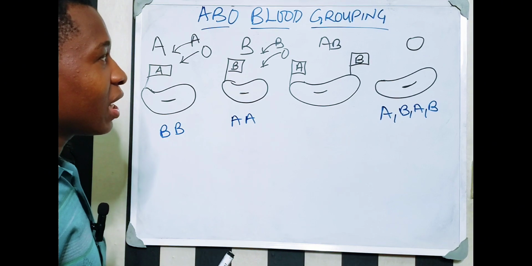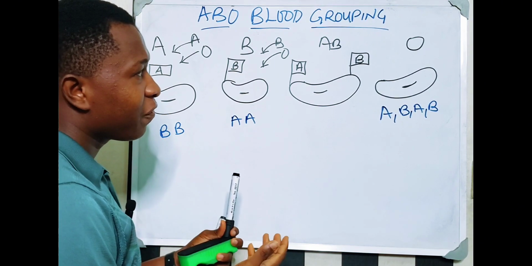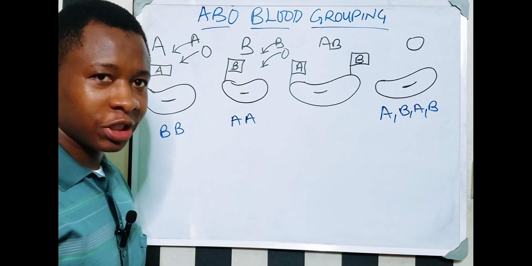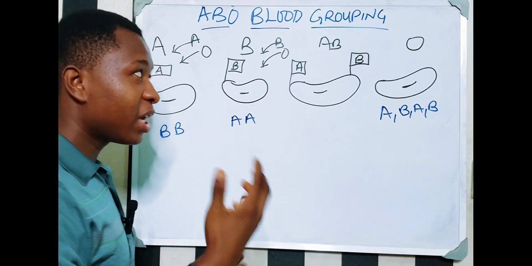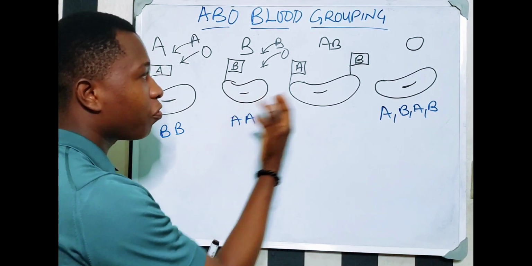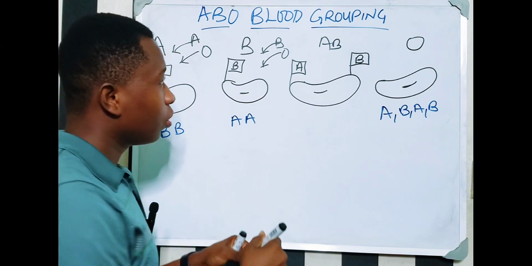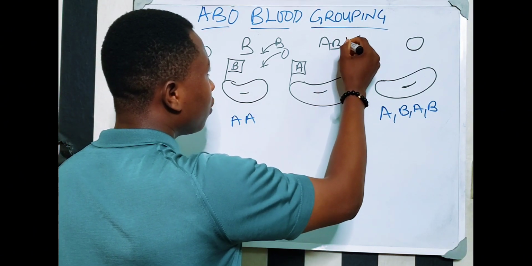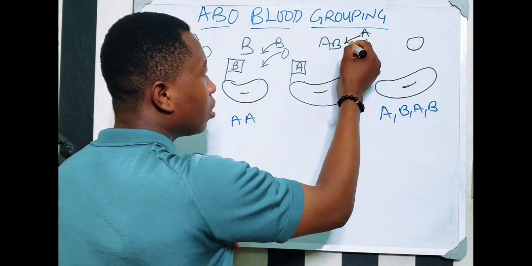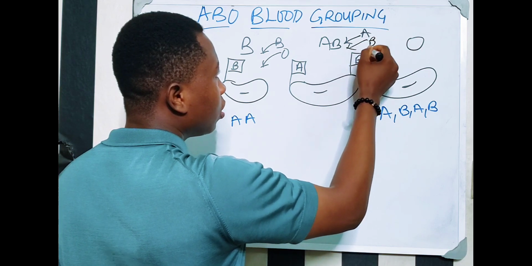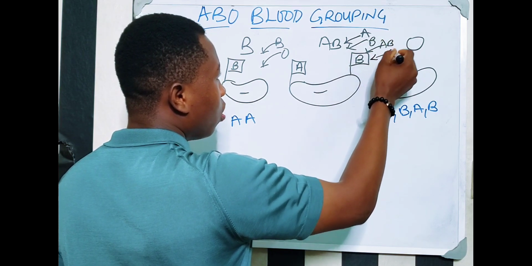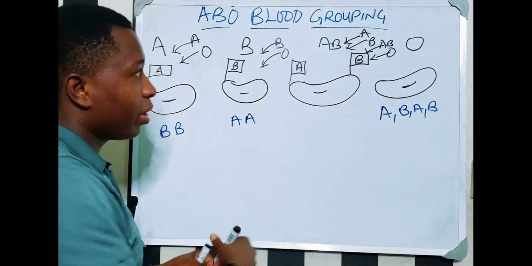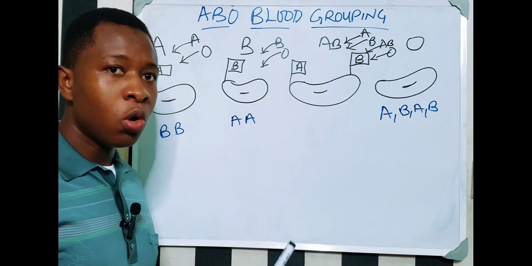Now blood group AB can receive from everybody, and that is because it doesn't have the soldiers to protect it, to fight against any of the blood type that comes in. So even if you give blood group A, there will be no reaction. Blood group B, there will be no reaction. Blood group AB itself, there will be no reaction. And blood group O, there will be no reaction. Okay, so any blood group that enters here, there will be no reaction.